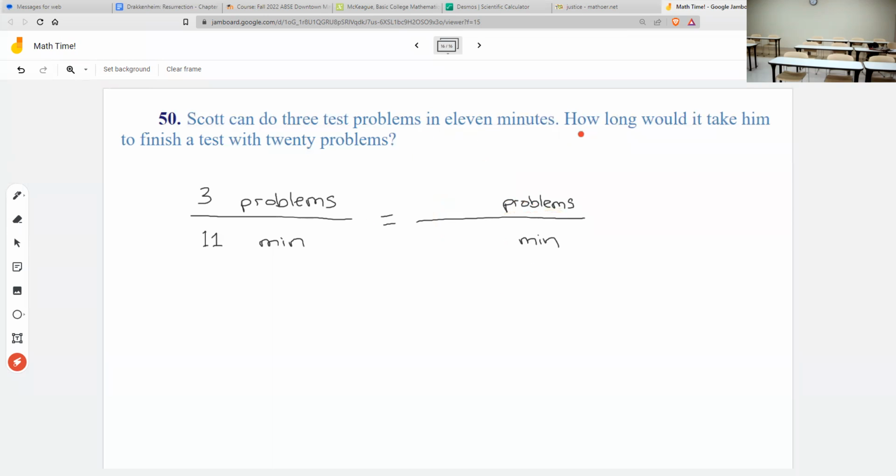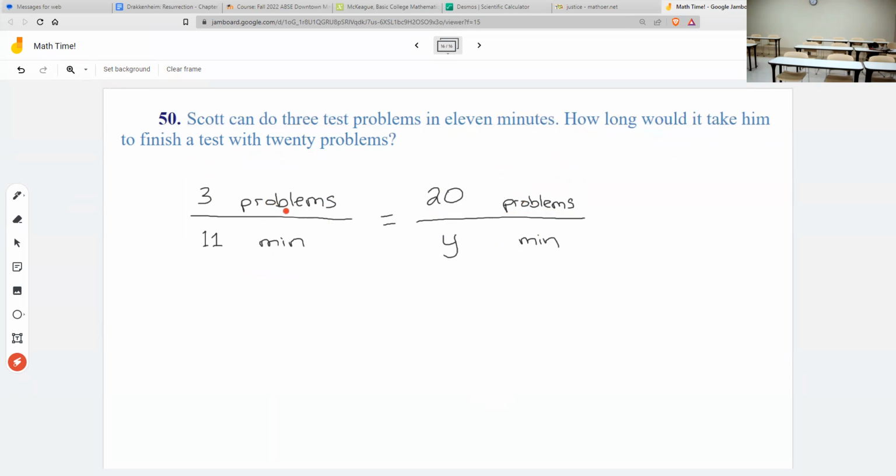So now I keep reading. How long, the minutes is what I don't know, would it take him to finish a test with 20 problems? So the problems is 20. So that's the process for setting these up. We're looking for 2 situations, a situation on the left and a situation on the right. We write one of them.